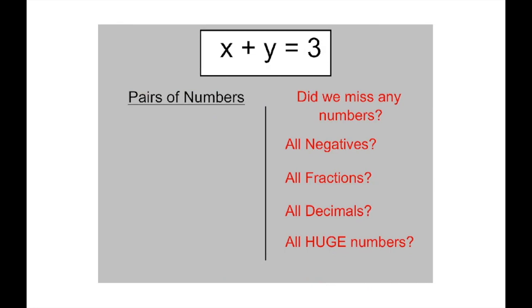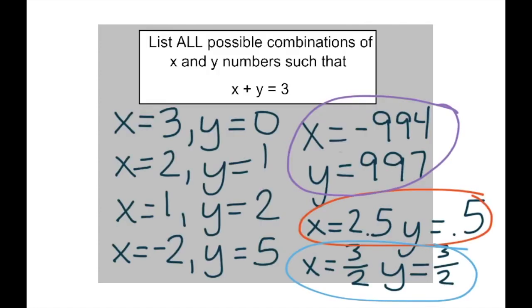So my question is, did I miss any numbers? Or did I write down every single number that there was? Did I write down every single negative there was? Did I write down every single fraction that would add up to 3? How about all the decimals that added up to 3? How about all the huge numbers that add up to 3? No, I only had one example of huge numbers right here.